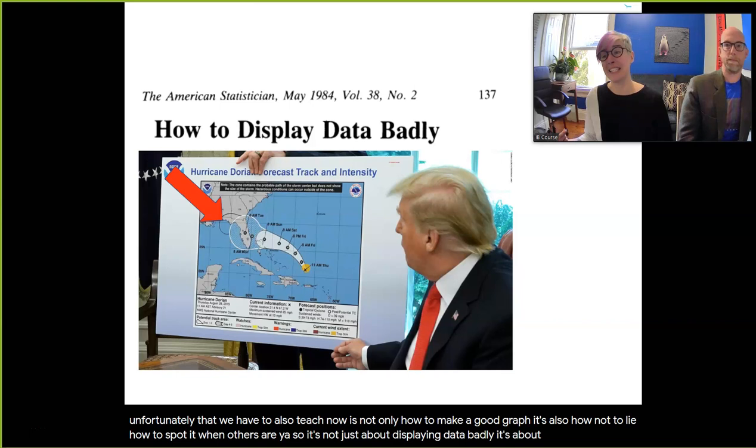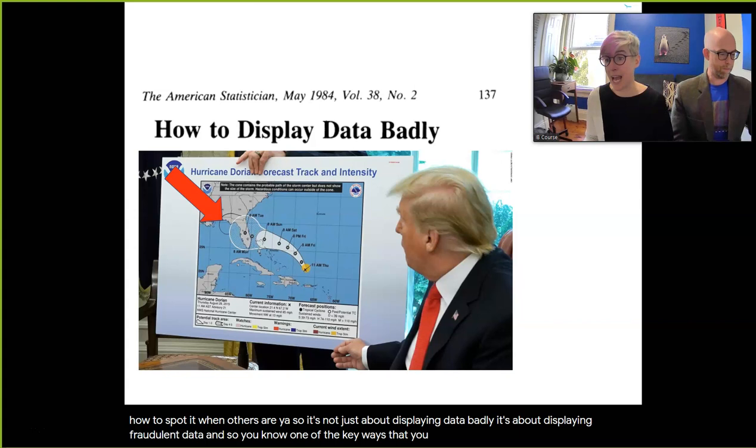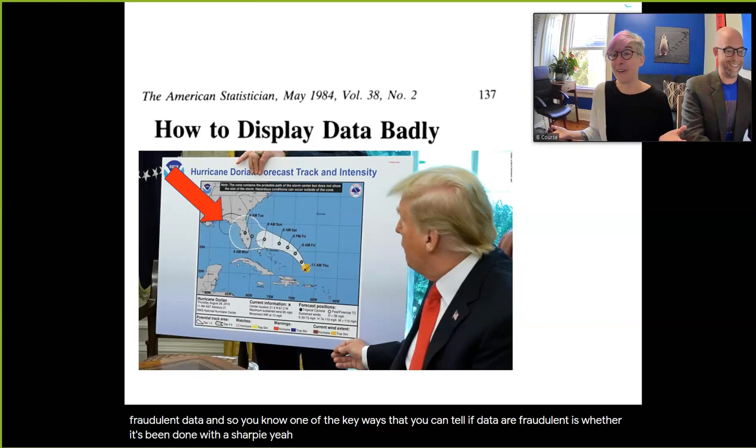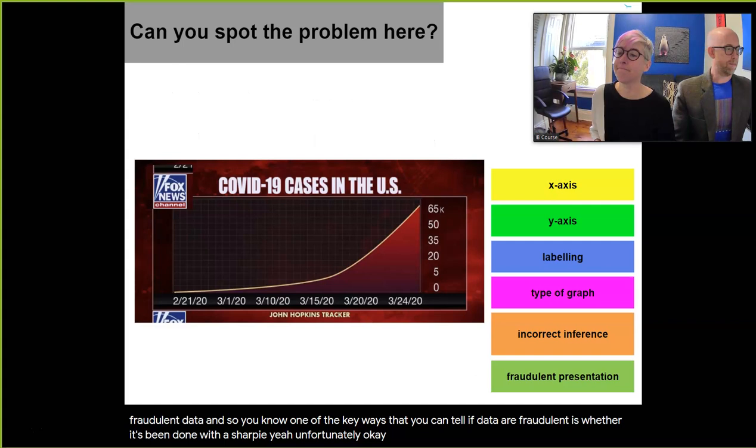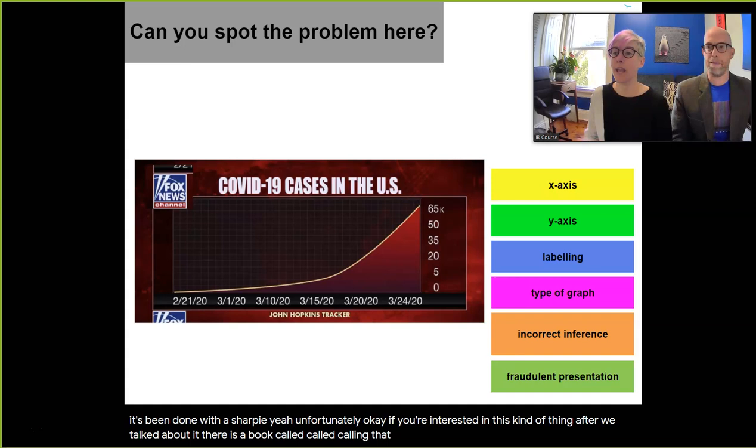One of the key ways that you can tell if data are fraudulent is whether it's been done with a Sharpie. Unfortunately. Watch out for the Sharpie. If you're interested in this kind of thing, there's a book called Calling Bullshit that just came out by Carl Bergstrom. Really good one. We can tweet it later on.